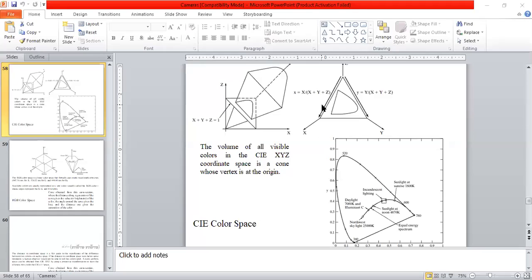and small y equals capital Y divided by X plus Y plus Z. So in this plane, X plus Y plus Z equals 1, small x equals capital X and small y equals capital Y. That's what we will be getting, right?